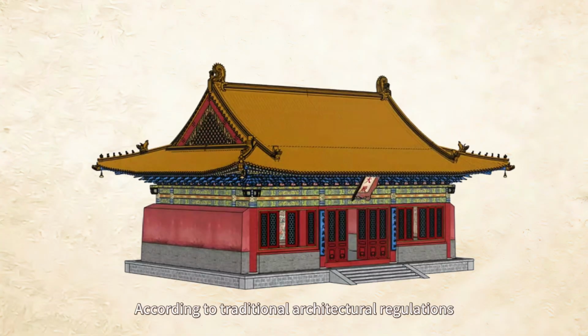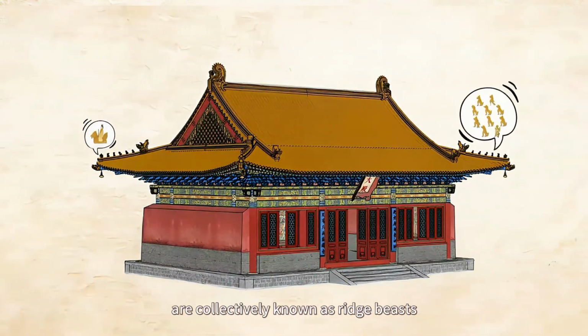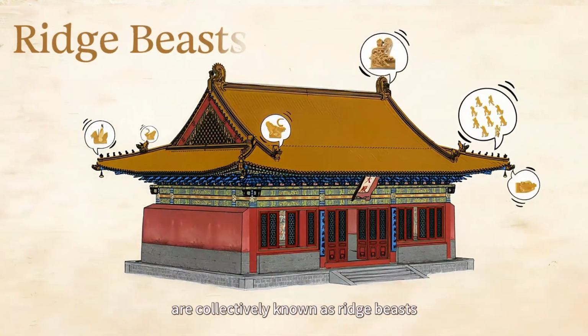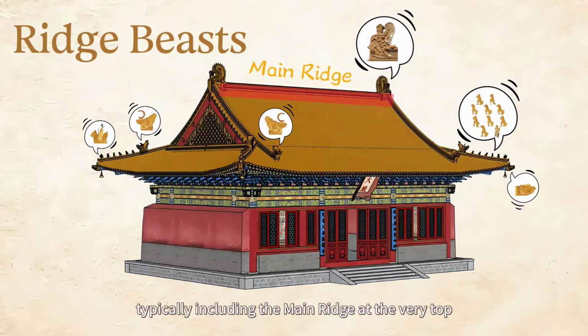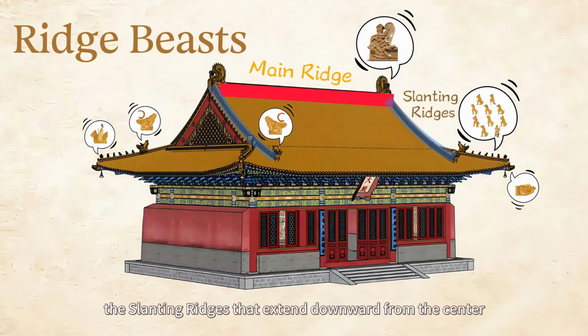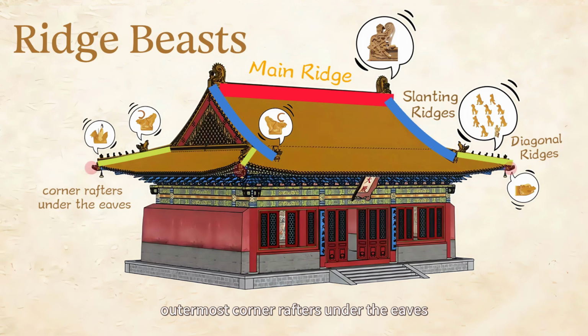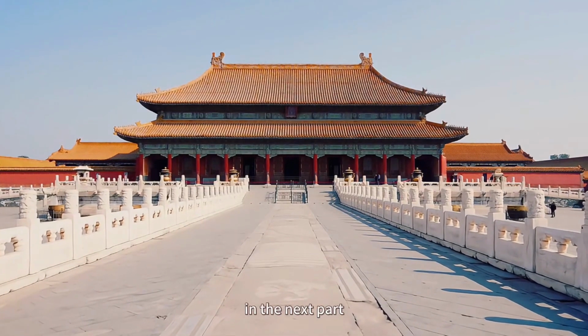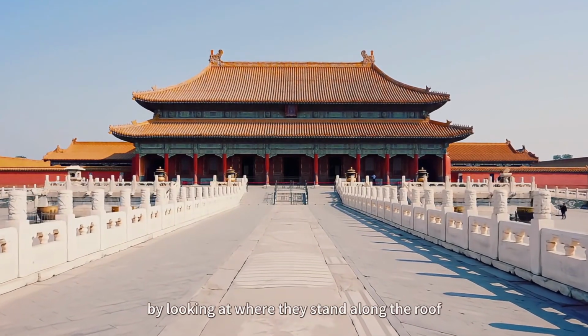According to traditional architectural regulations, these small mythical creatures are collectively known as ridge beasts. They are placed along the most important ridges of the roof, typically including the main ridge at the very top, the slanting ridge that extended down from the center, the diagonal ridges at the roof's corners, and even on the outermost corner rafters under the eaves. In the next part, we'll explore these ridge beasts by looking at where they stand along the roof.